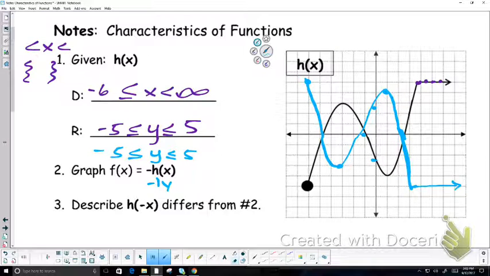Do you agree? Take this, multiply it by negative 1. It ends up there. Take this, multiply it by negative 1. Does that agree with your graph? This is negative 5. This is 5. Okay? We okay with that? Next one, h of negative x.